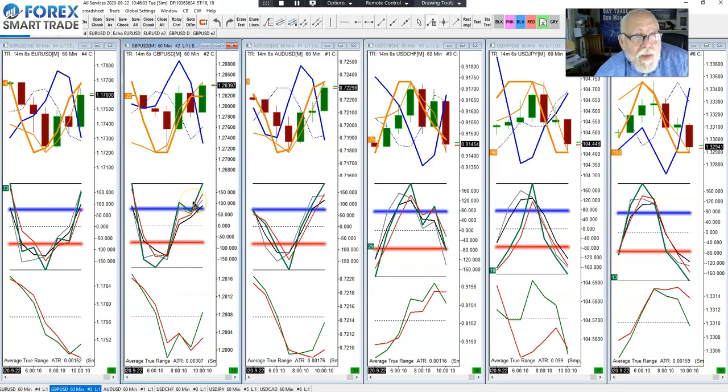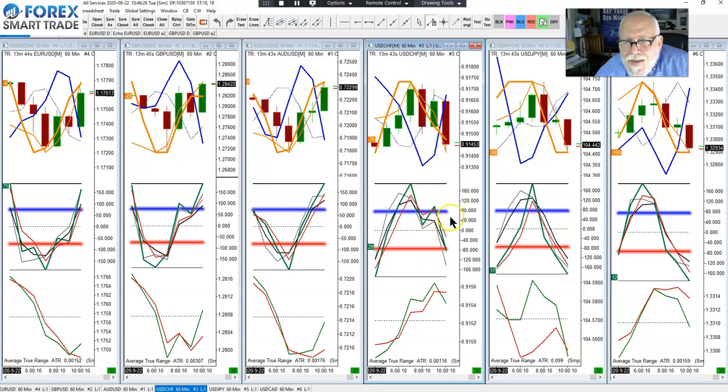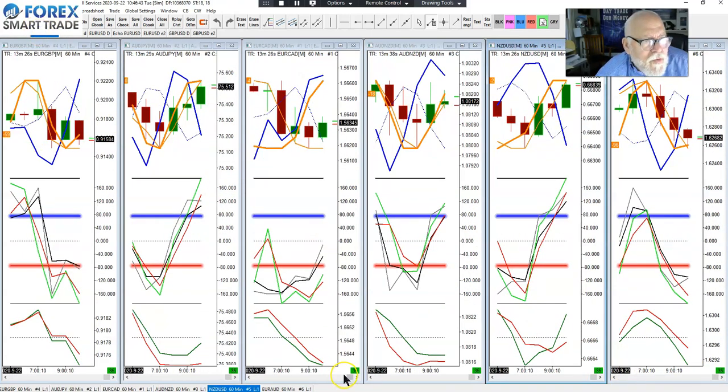Pound dollar, overbought. Everybody's going up. Australian US dollar, overbought. Majors are going up. Minors have started to turn, but we're not going to trade off of a signal on the minors. Dollar Swiss franc, we're still in the channel. Dollar yen, we are oversold, but everybody's still going down. And US Canadian, oversold, everybody's going down. So nothing here. Let's go on to our next group.